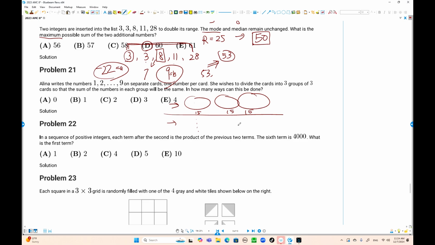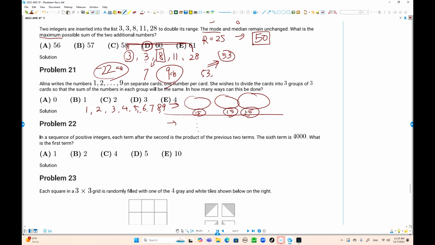Okay, so we have 1 to 9. I'm going to write 1, 2, 3, 4, 5, 6, 7, 8, 9. The sum of all these numbers is 45, right? 1 plus 9 is 10, 2 plus 8 is 10, another 10, another 10, four tens, 40, plus 5 is 45. When you divide it by 3, each group's sum is 15.